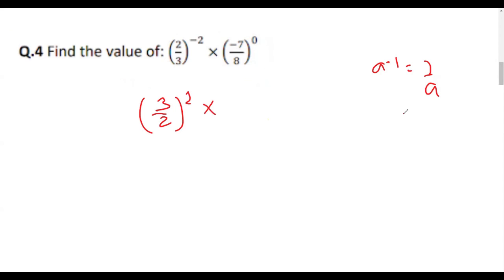And as I said, any number raised to the power 0 is 1. So this will become 1. Simplifying it further, 3 square is 9 and 2 square is 4. That multiplied by 1 should give you 9/4.